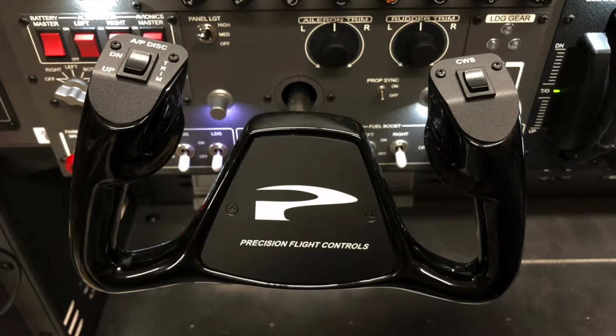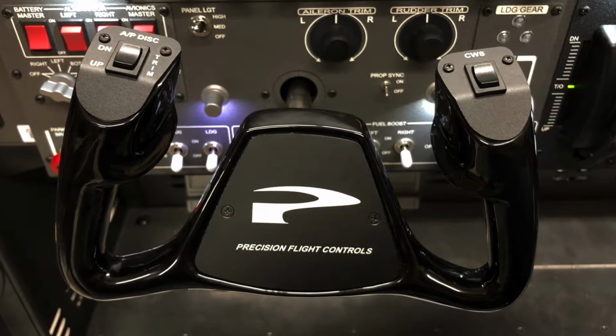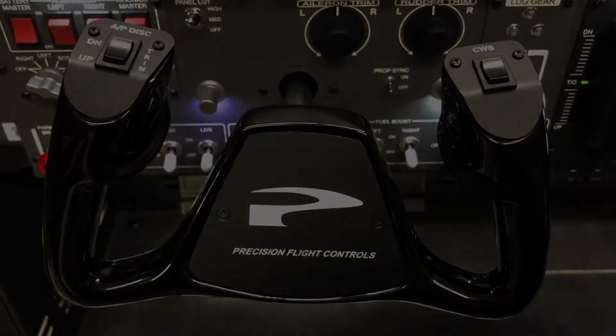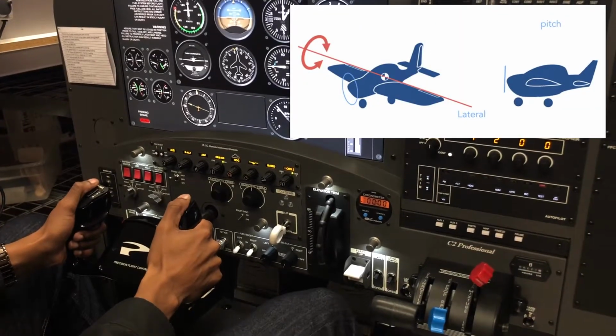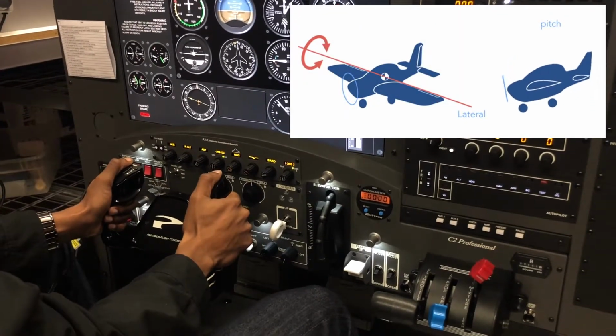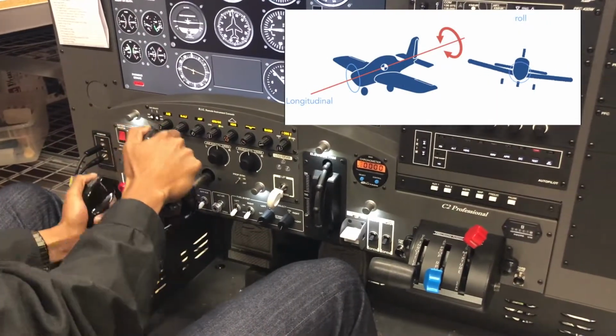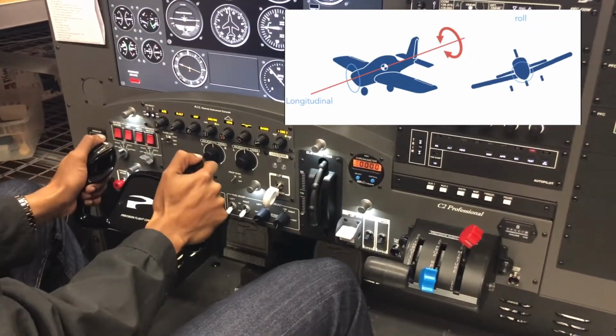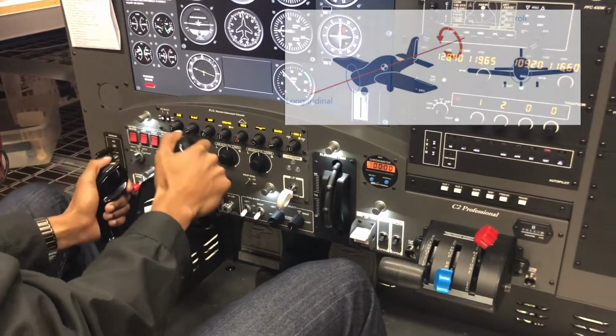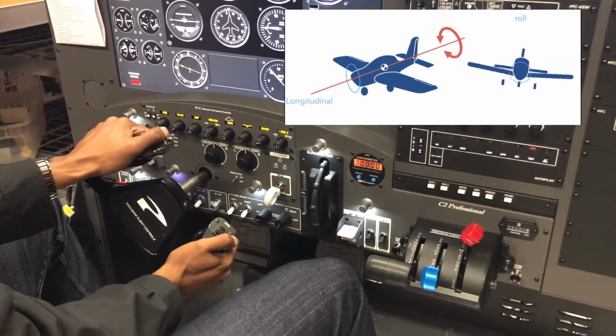The first instrument that we're discussing is the yoke. The yoke controls the elevator and the ailerons. Pulling on the yoke pitches the aircraft up, and pushing on the yoke pitches the aircraft down. Next, turning the yoke to the left and to the right rolls the aircraft in the respective direction, as shown here.